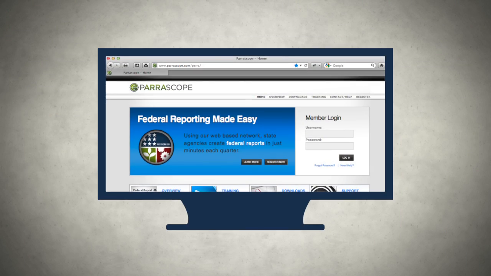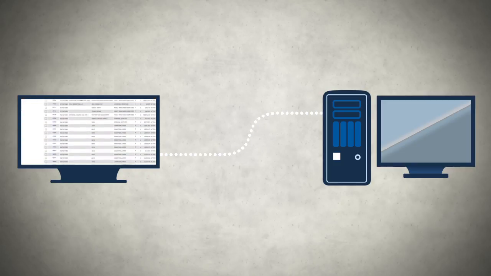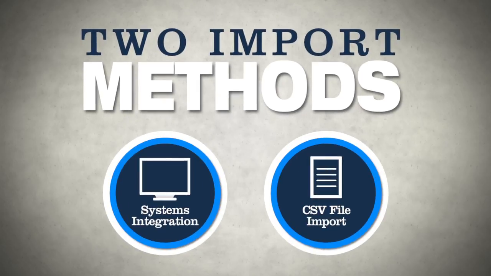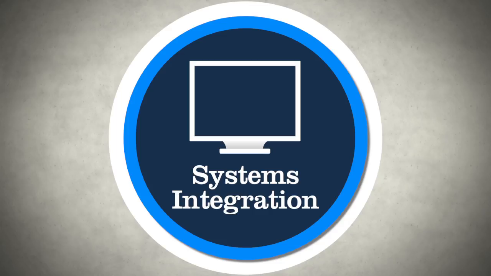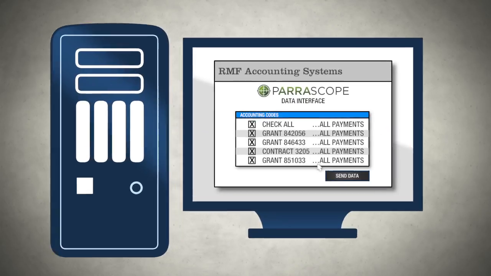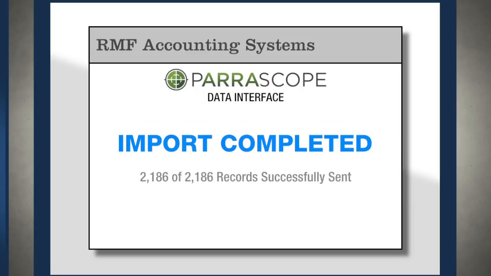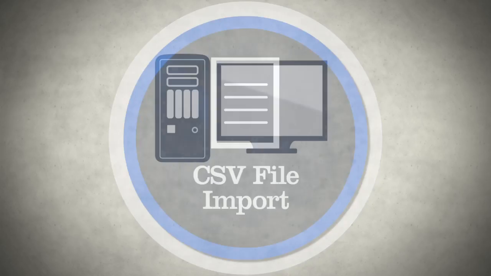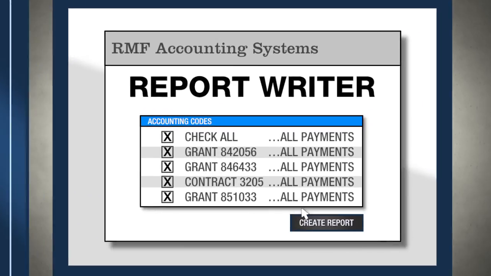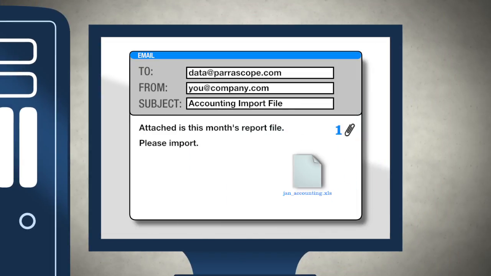Each awardee's role is simplified to just a quick import of accounting data. To make this easy for prime and sub-awardees, Parrascope offers 2 ways to import this data. The first approach is a systems integration, in which third-party software systems are modified to send specific information directly to Parrascope. The second method is a more conventional upload process, which requires awardees to export raw data files from their software and forward them to the Parrascope support team.